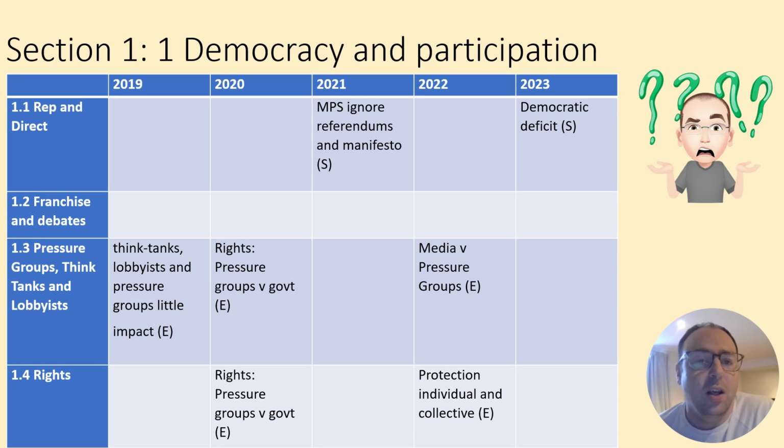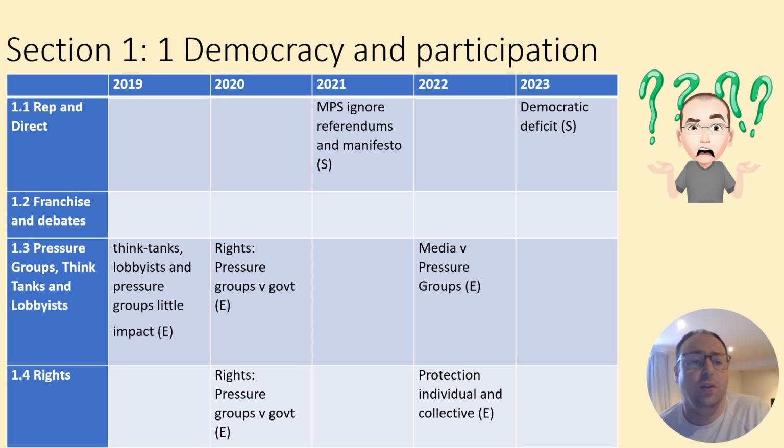So section 1 is on democracy and participation. We can see here that representative and direct democracy has been asked on in 21 and 23. In 23, they asked about democratic deficit, and in 21, they were asked about whether MPs could ignore referendums and manifestos, and that all links into the idea of representatives and what their role should be in a representative democracy. They have never asked, as far as I can work out, something I would say is directly on the franchise and the debates around it, and we'll come back to that in more detail in a minute.